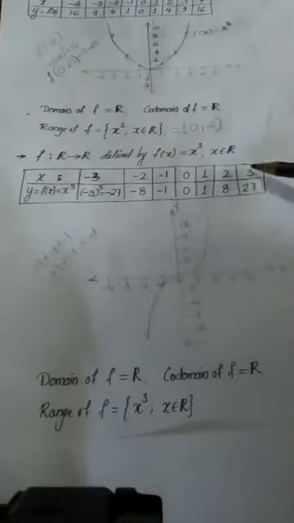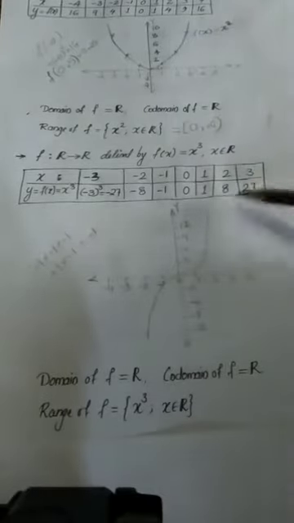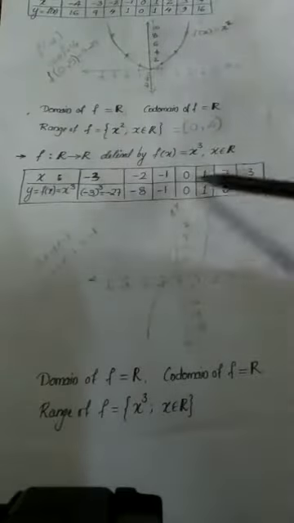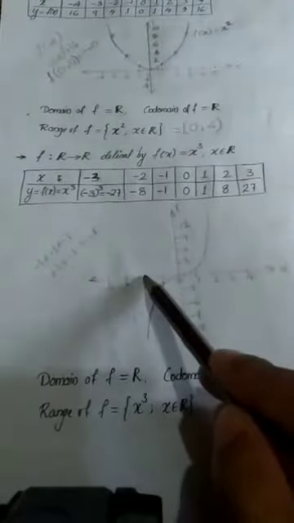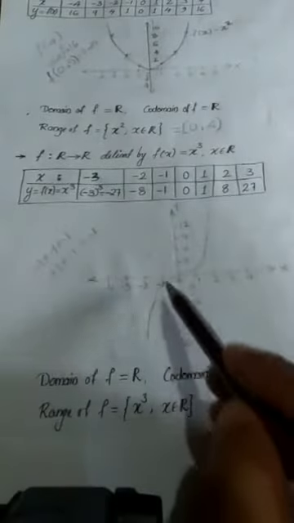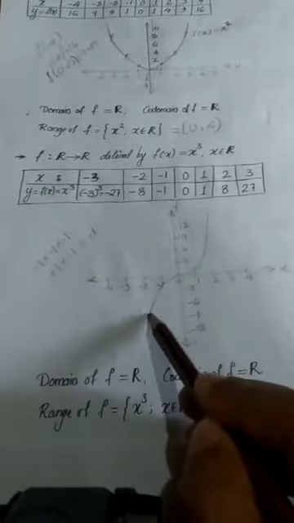So we cannot plot the 27 here. It's a large number, so I'm just restricting my values from minus 2 to 2. So from minus 2, what is the image of minus 2? It is minus 8. So here we have minus 8.